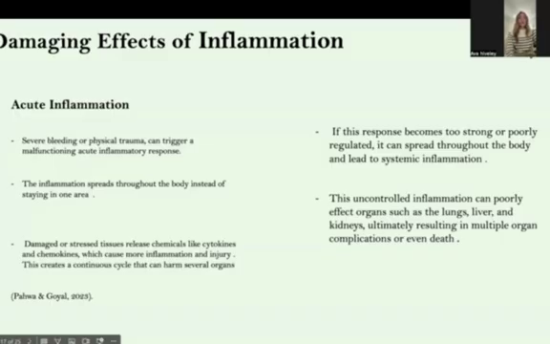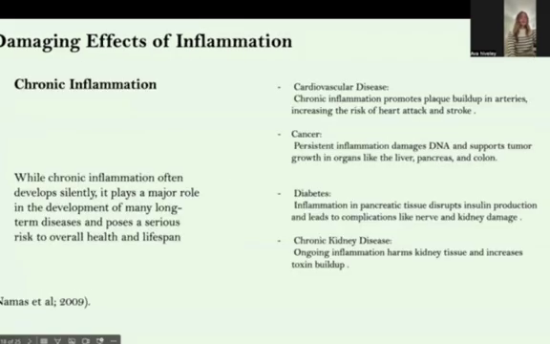If this response becomes too strong or poorly regulated, it can spread throughout the entire body and lead to systemic inflammation. This uncontrolled inflammation can poorly affect organs, such as the lungs, liver, and kidneys, which can result in multiple organ complications or even lead to death.